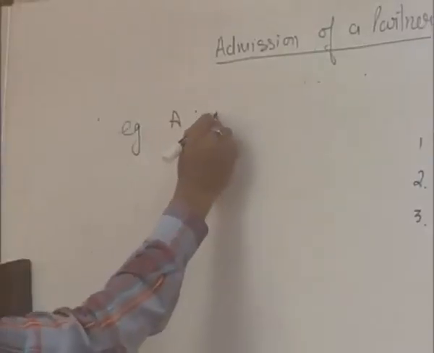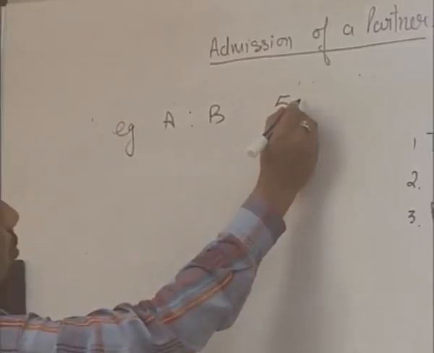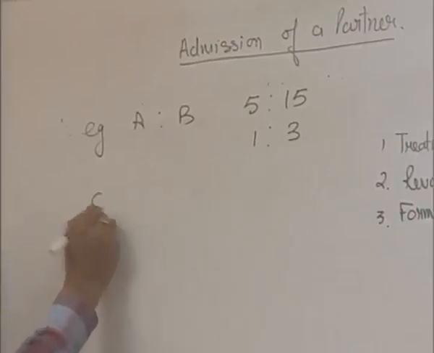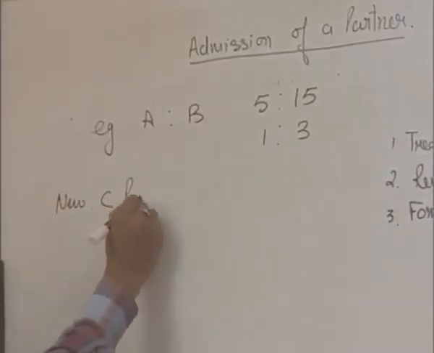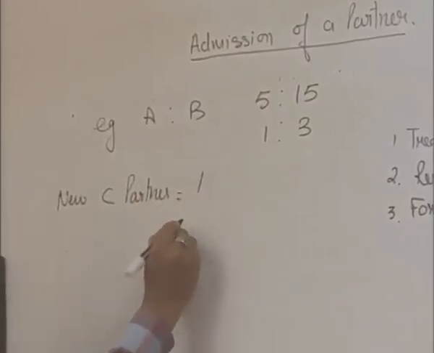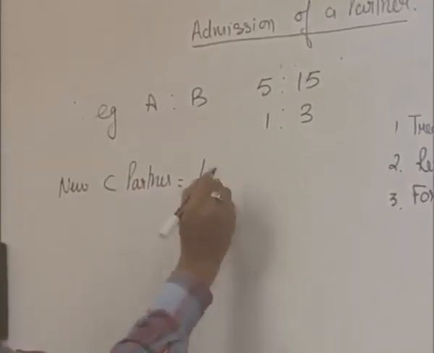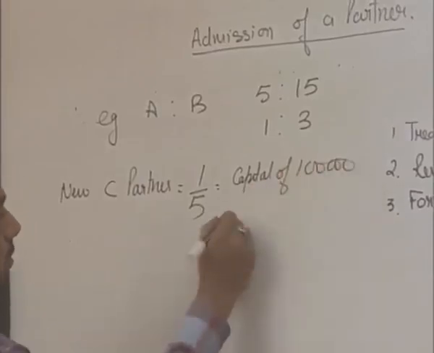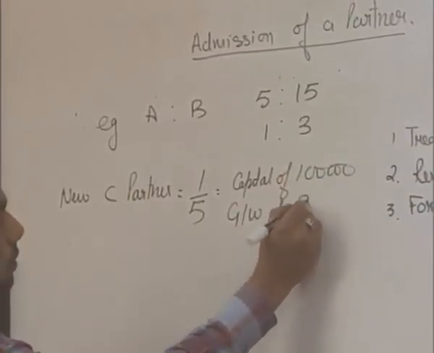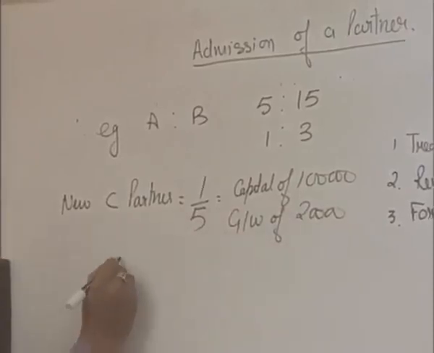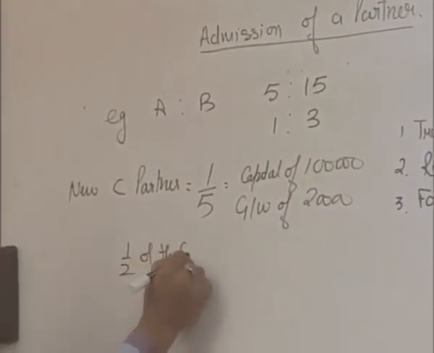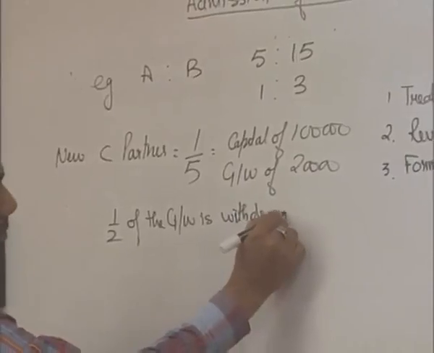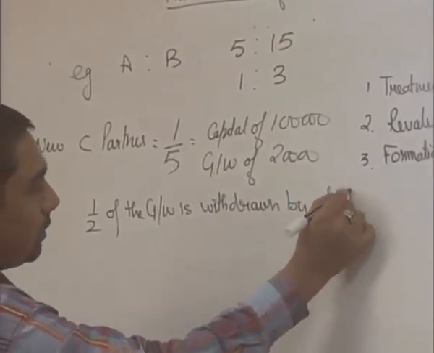There were two partners A and B. They were sharing the profit in the ratio of 5:15. We can reduce it further to 1:3. They are going to admit a new partner C, who is going to join the business for a 1/5 share and is going to bring a capital of 1 lakh and goodwill of 20,000. Side by side it is given that half of the goodwill is withdrawn by old partners.